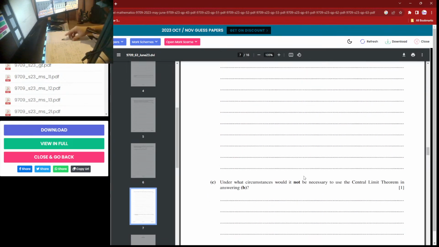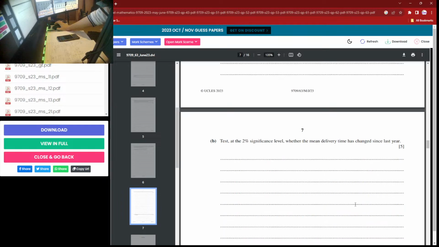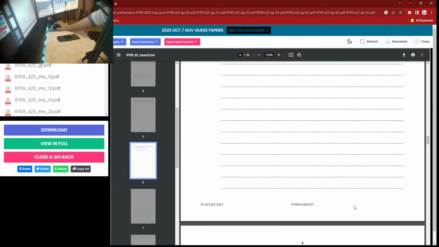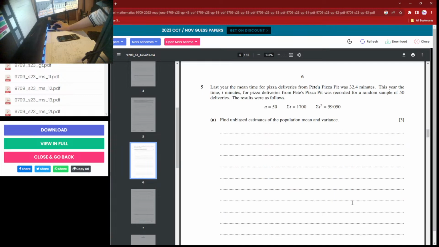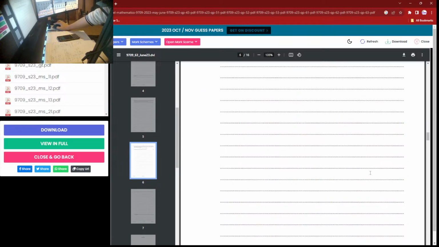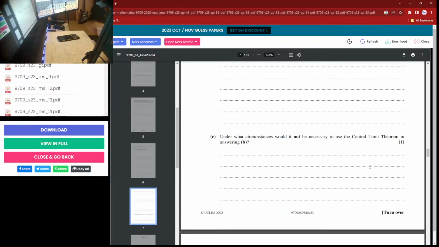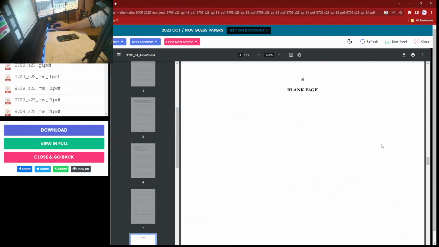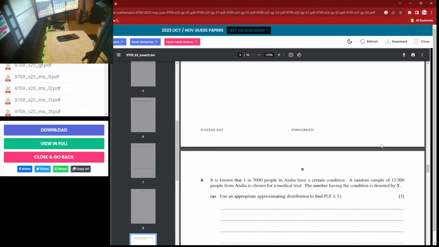Oh, sorry, we have C. Under what circumstance will it not be necessary to use the central limit theorem in answering B? What's the parameter again for us to know whether we use the central limit theorem or not? I'm guessing n has to be more than or equal to 50. So under what circumstance? We would say n is less than 50. Okay, moving on.